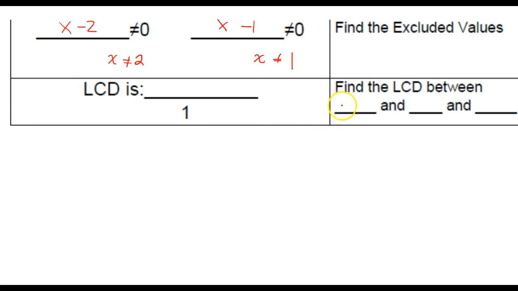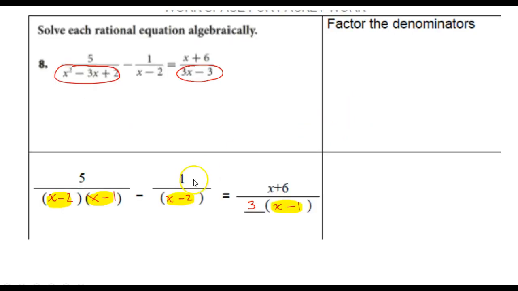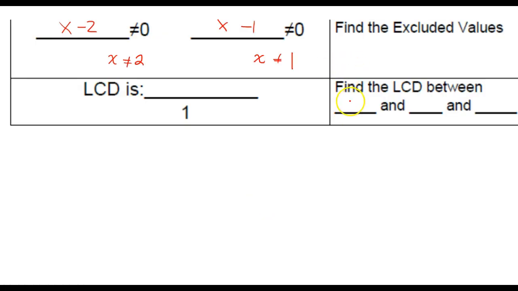So since my LCD seems to be x minus 2, x minus 1, and 3, I'm going to write those down together: x minus 2, x minus 1, and 3. Since none of these really have anything in common, I know a lot of students said the x, but that factor is not the same as that factor, right? So that means my LCD would be 3 times x minus 2, x minus 1.